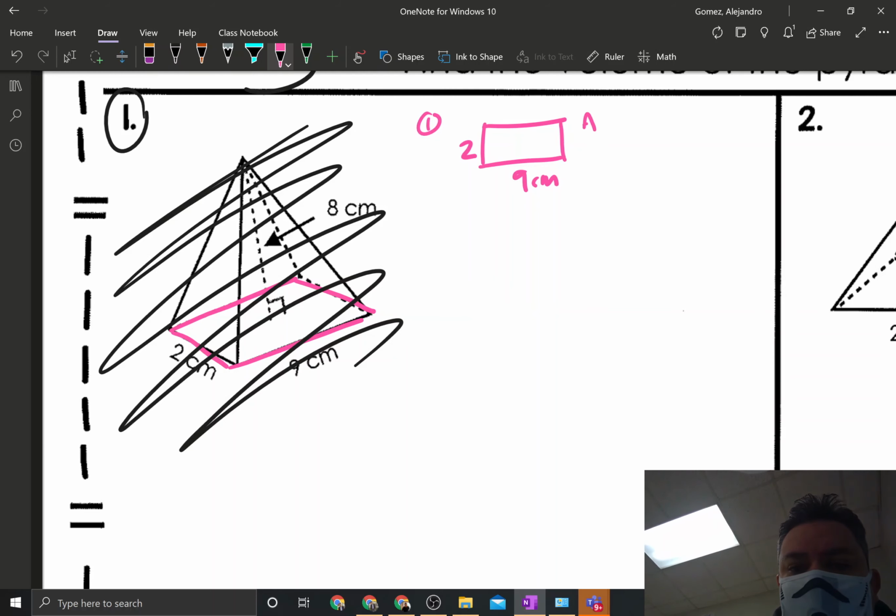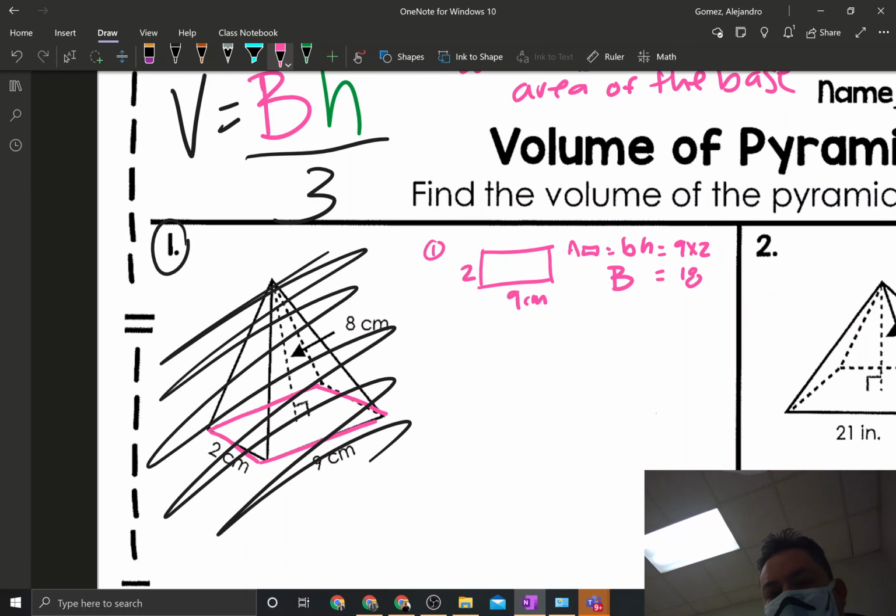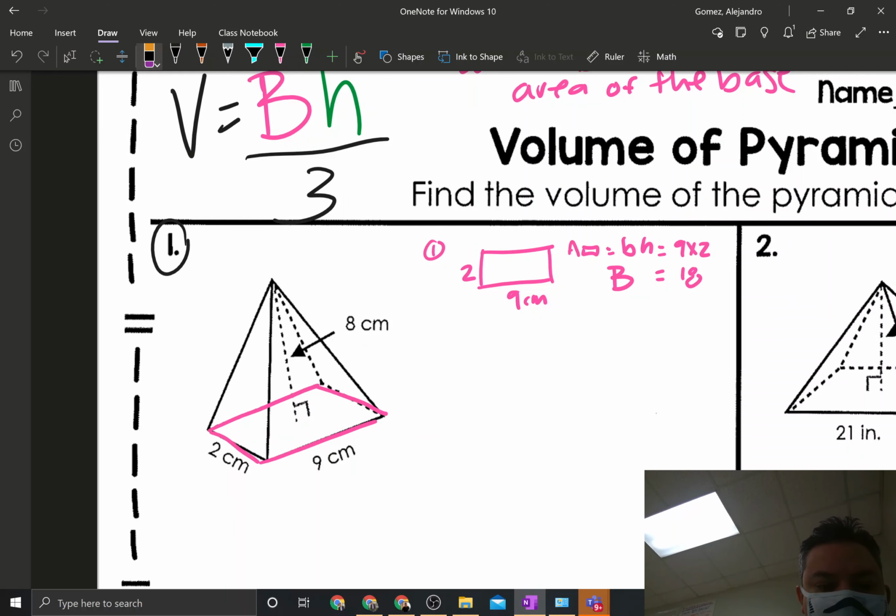So area for a rectangle is just base times height, which is 9 times 2, which is 18. By finding the area of the base, I found the big B, the uppercase B that goes into the formula of the volume. So finding the area is finding the area of the base. So that's why you need to do this. That's the first step. Once you've done that, you can come back to the pyramid and scratch off whatever numbers you have used because we're not going to use them anymore.